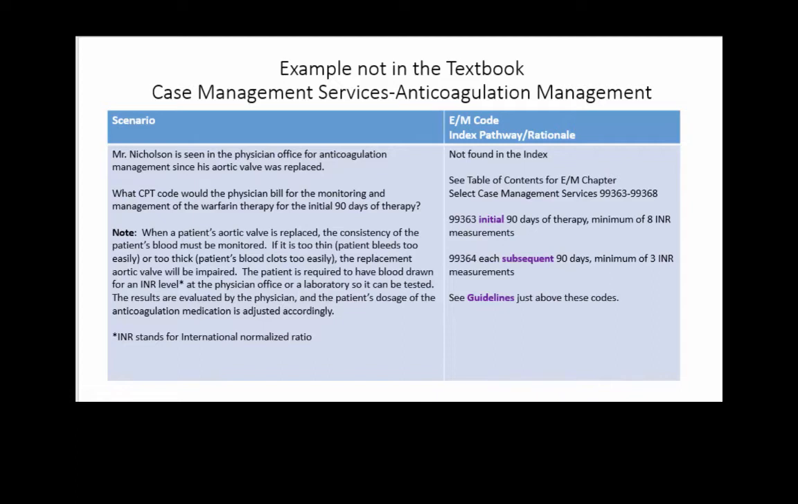You see that 99363 is for the initial 90 days of therapy with a minimum of 8 INR measurements, and then 99364 is for each subsequent 90-day period with a minimum of 3 INR measurements. There are guidelines just above these codes in the CPT code book that tell you exactly how you would assign these codes.